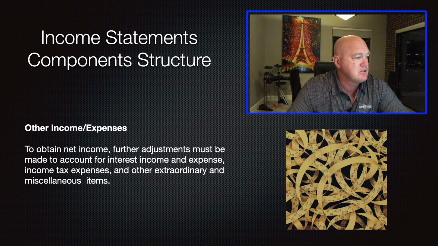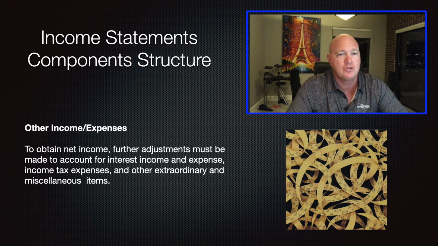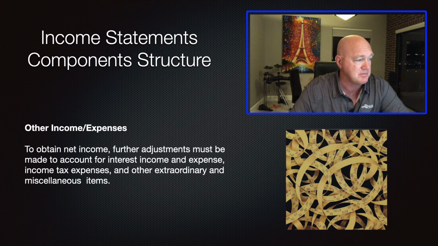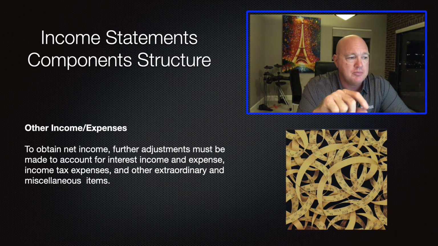So then we have other things that are maybe not less important, but less obviously important. Other income and expenses. So to obtain net income, further adjustments must be made to account for interest income and expense, income tax expense, and other extraordinary and miscellaneous items. So those items are kind of added as sort of an afterthought at the end. By the way, we paid some interest expense, we had some interest income from money we had in our bank, we had to pay some taxes. Those kinds of things are added on at the very bottom. And the reason they're added on the bottom is because they're not strictly speaking operational. They are more related to the situation of the company, the tax situation that you're in, but they're not directly related to the operation of the company, and therefore for most investors, they're not as important.